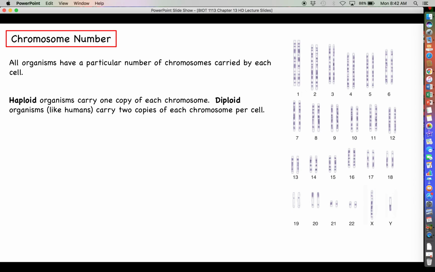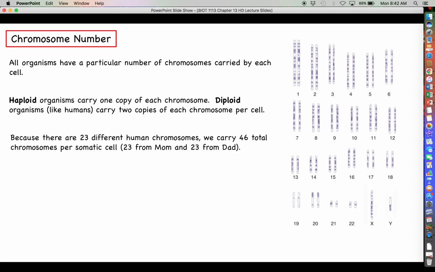So if you look at the diagram on the right, in which all 23 types of chromosomes are lined up head to tail, you'll notice that we have two copies of chromosome number 1, two copies of chromosome number 2, and so on and so forth until you get to the sex chromosomes, the X and the Y chromosome. You'll notice here that this individual must be male because this person has an X and a Y chromosome. A female would have two X chromosomes.